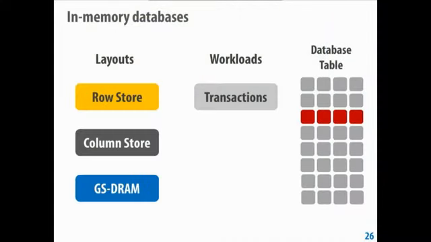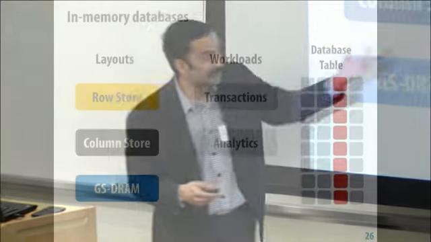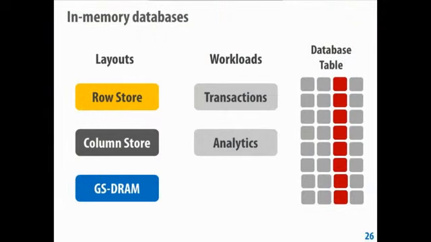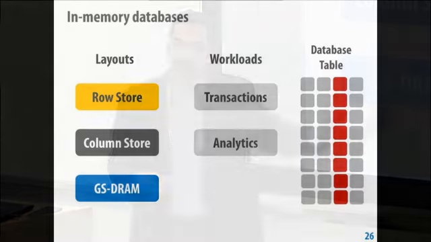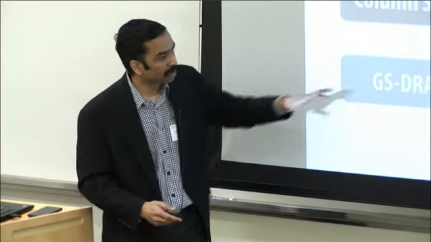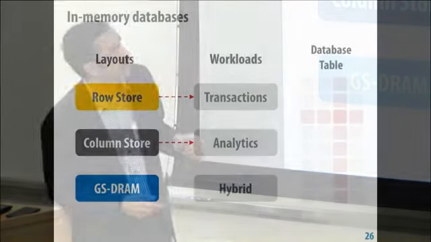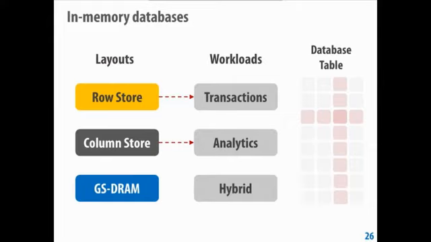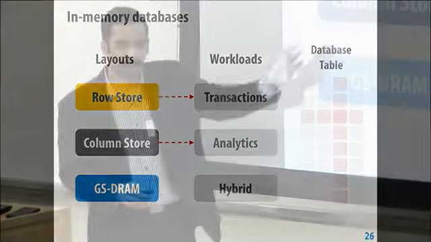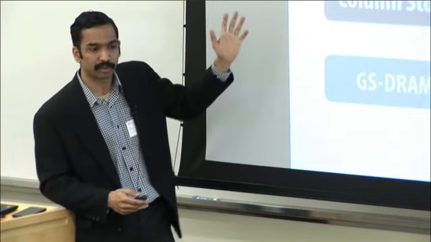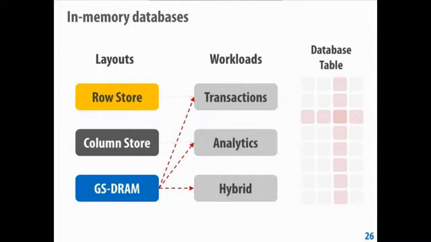And for the workloads, we have transactions, which essentially read or update many values within one or few records. And we have analytics, which looks at data within a field but across many, many rows. And more recently, there is this hybrid workload where both transactions and analytics are run on the same version of the database. It's well known that row stores are good for transactions, column stores are good for analytics, but neither one is good for both. I'm going to show you that gather-scatter DRAM can potentially obtain the best of both worlds.